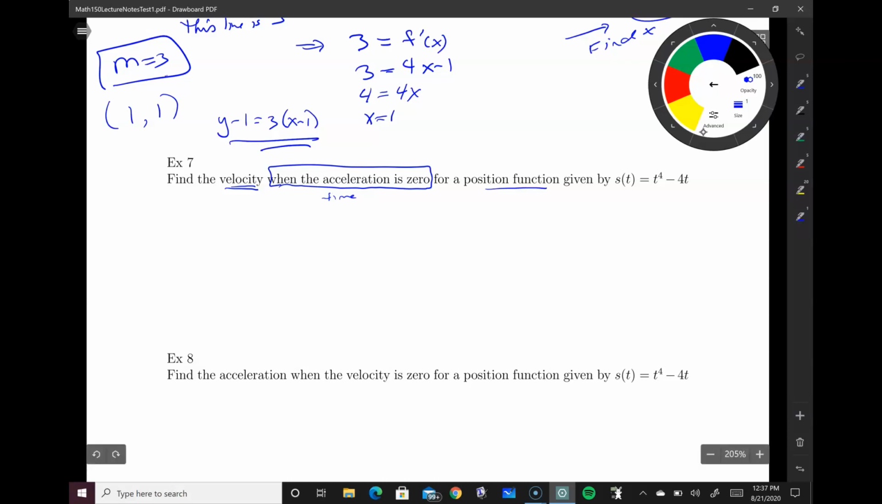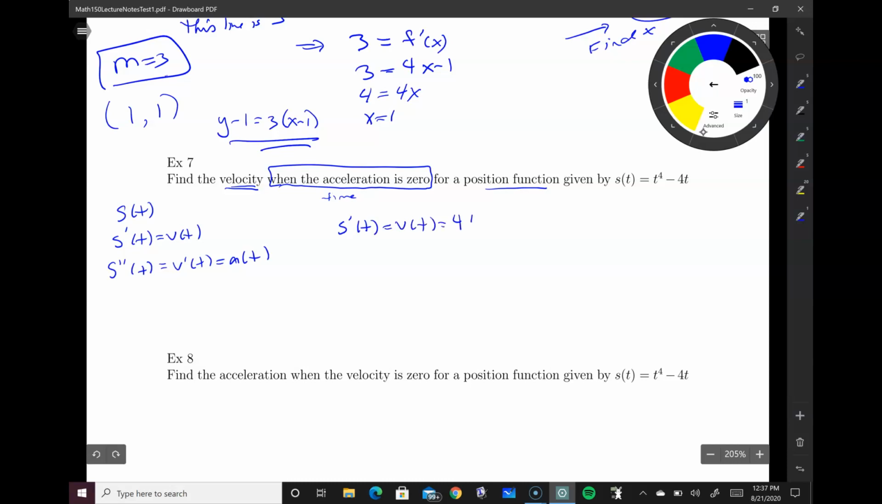So here I'm given the position function, so let's remind ourselves. So s of t is the position. If I take one derivative, that gives me the velocity. If I take two derivatives of the position or one derivative of the velocity, that gives me acceleration. So you need to know this relationship. So that's the position. So if I take one derivative, that gives me the velocity, right?